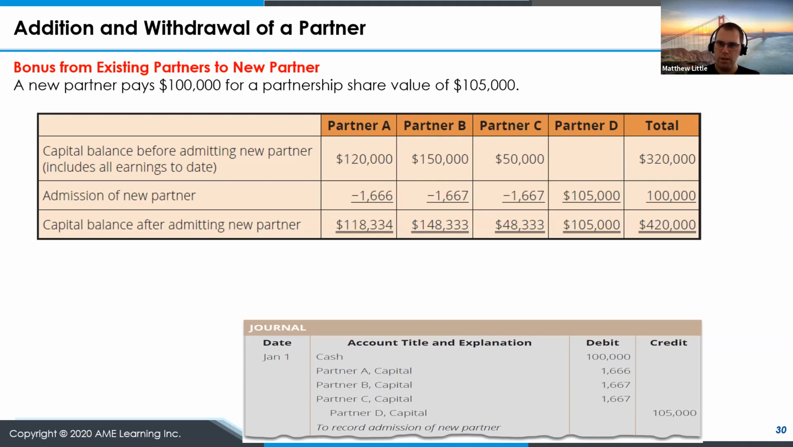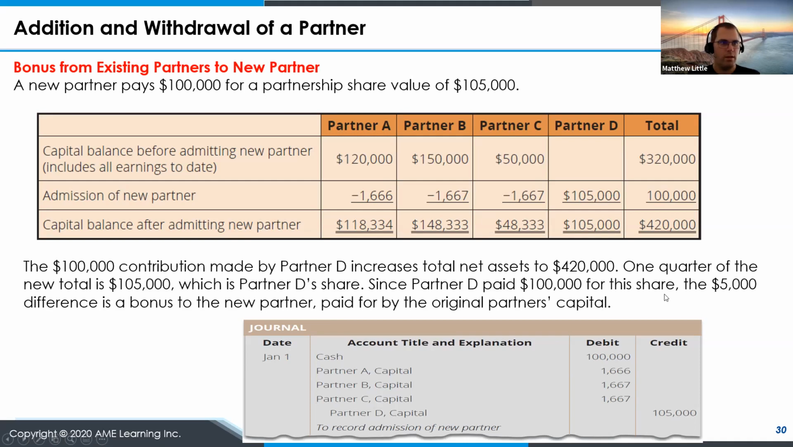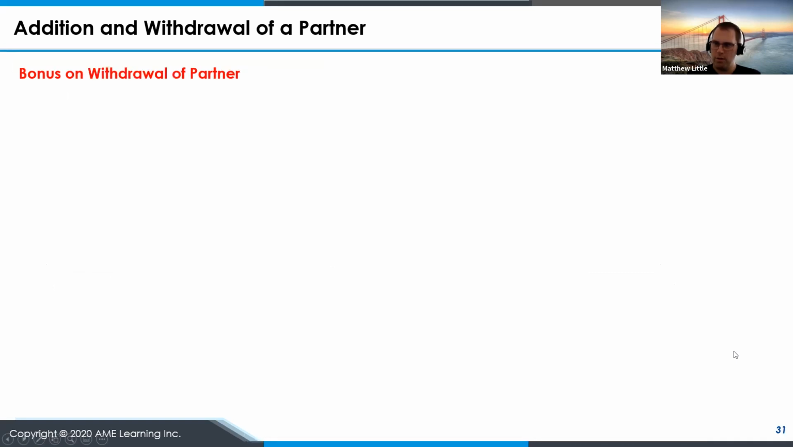So again, they've agreed that each partner would pay a third for that premium they owe the new partner, otherwise known as a bonus to the new partner. And the journal entry in this case would be a debit to cash of $100,000 and a debit to each of the capital accounts for the three pre-existing partners of 1,666. So therefore, the credit to partner D's capital is $105,000. So there's a little note here that the $100,000 contribution made by partner D increases total assets to 420. So that just provides a little more description of what we just said.